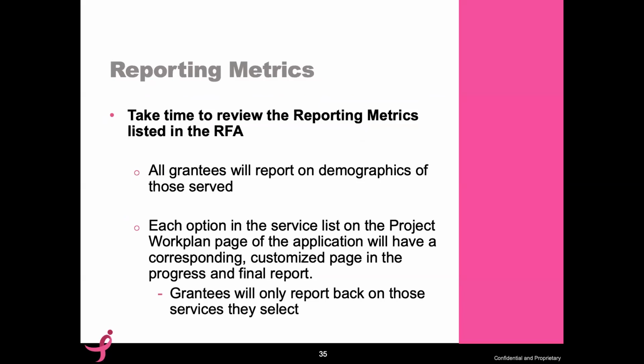There are 7 possible customized report pages in each progress report and final report. They're education and training, screening services, diagnostic services, treatment services, treatment support services, barrier reduction assistance services, and care coordination, patient navigation, and case management. Note, if awarded, you will only see report pages that correspond to the services selected in the application.